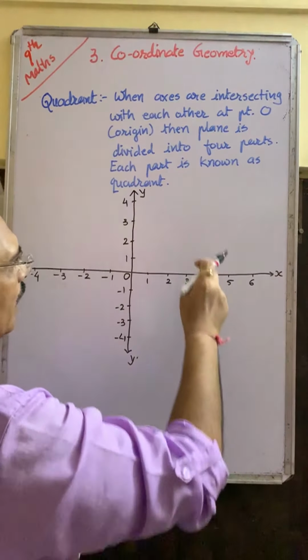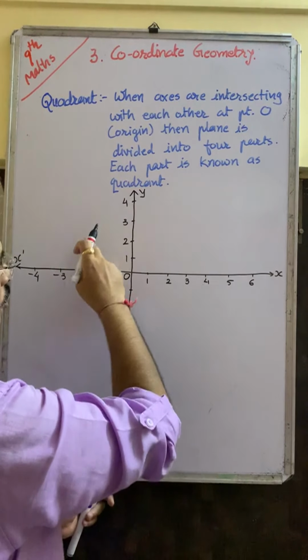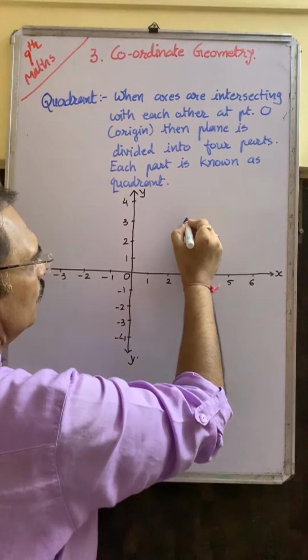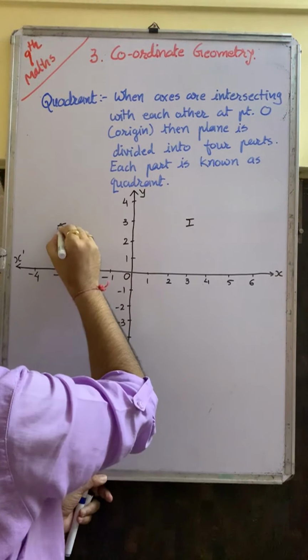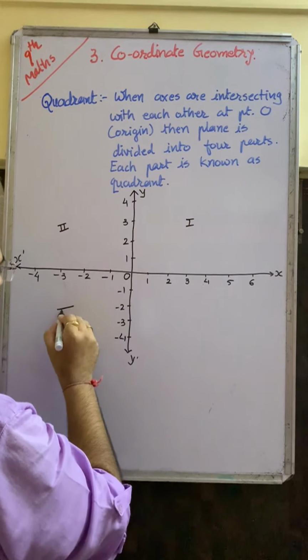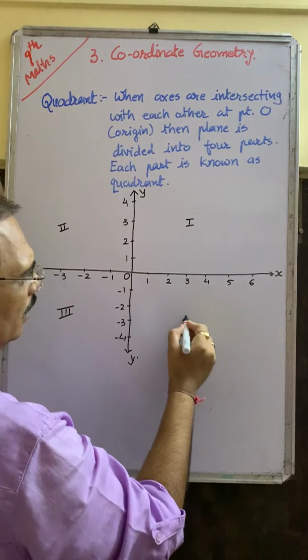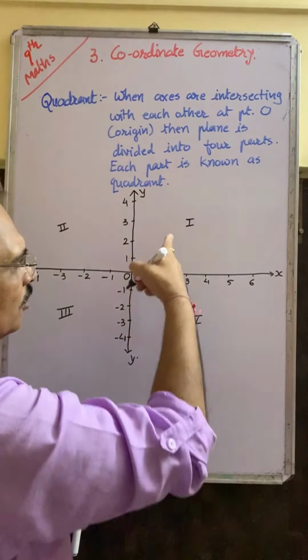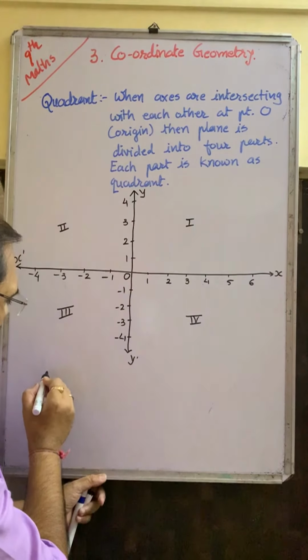So the axes divide this coordinate plane into four parts. Each part is known as a quadrant. Now this is called the first quadrant. You have to move in an anti-clockwise direction: second, third and fourth quadrant. Okay.